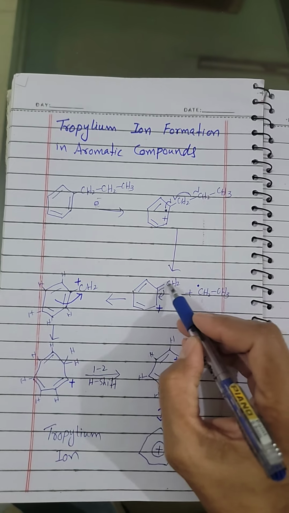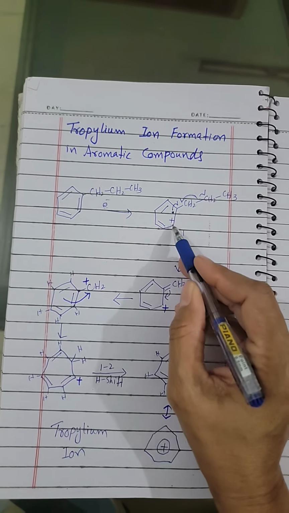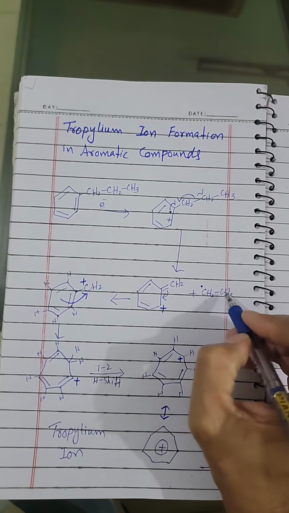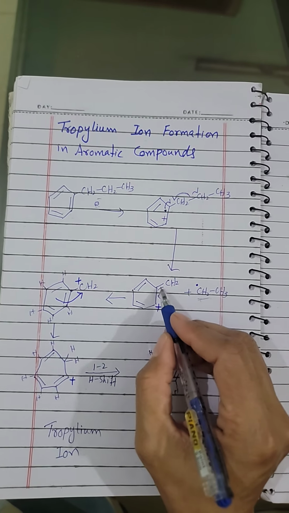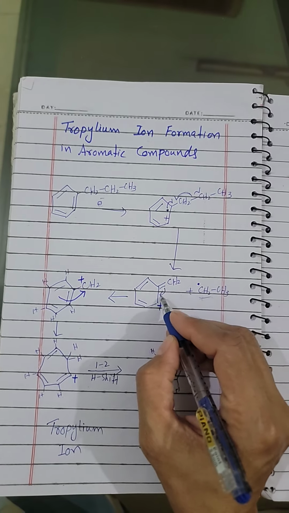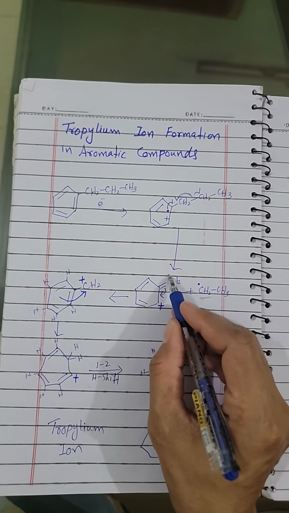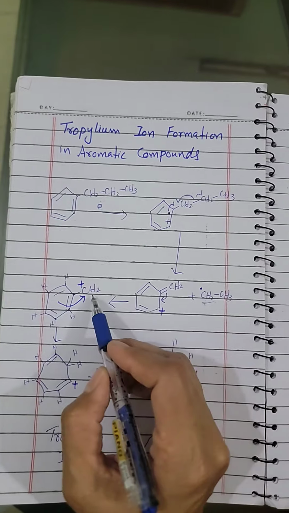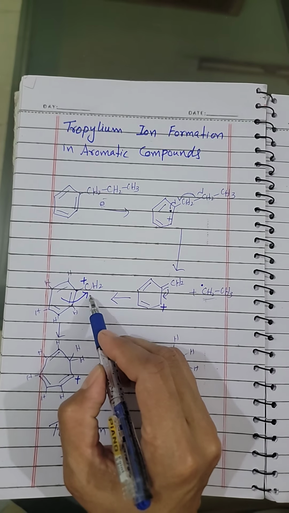As a result, a double bond is generated here, and this positive charge comes on this carbon. This radical is separated here. Now this double bond is shifted toward the chain, and the positive charge is shifted onto this carbon. Meaning the double bond is shifted to this position. Now the positive charge is on this carbon.